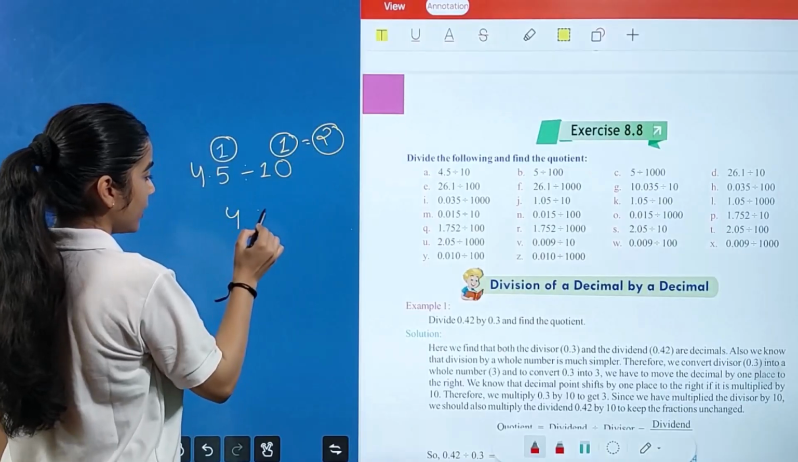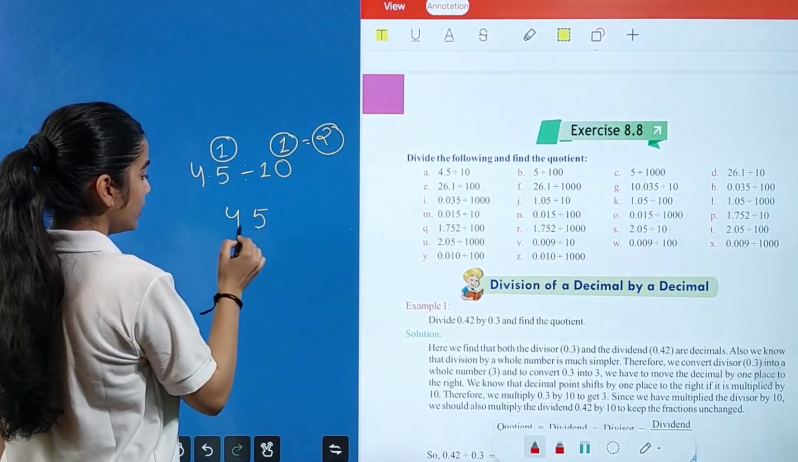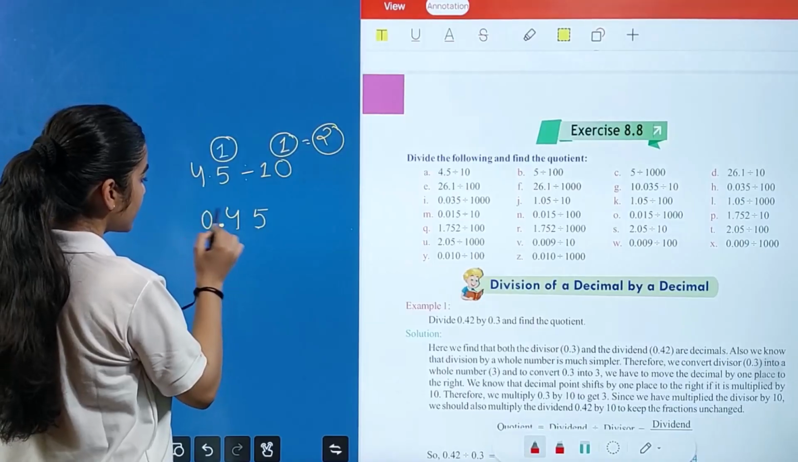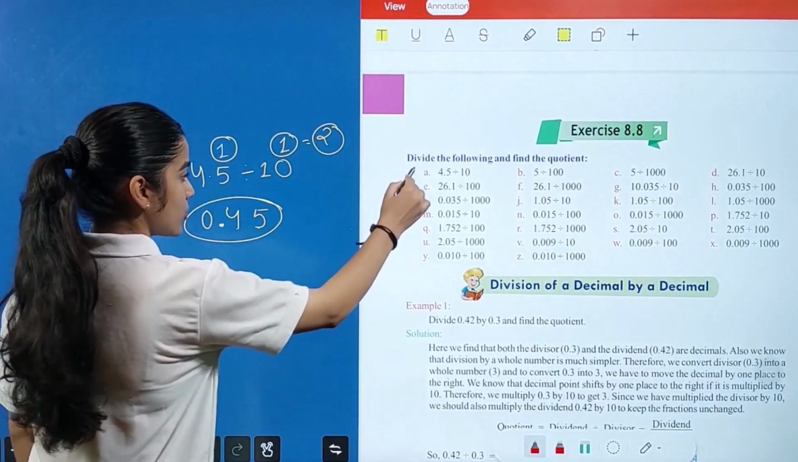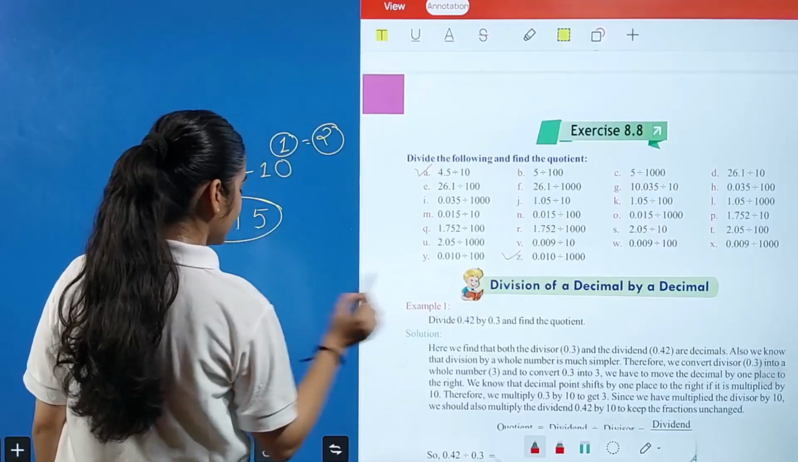So write 45, count 1, 2 and put a point and 0. 0.45 is your answer.